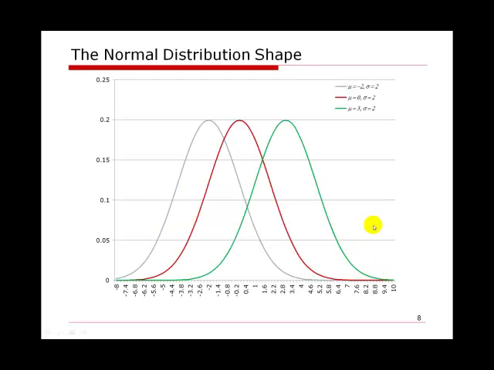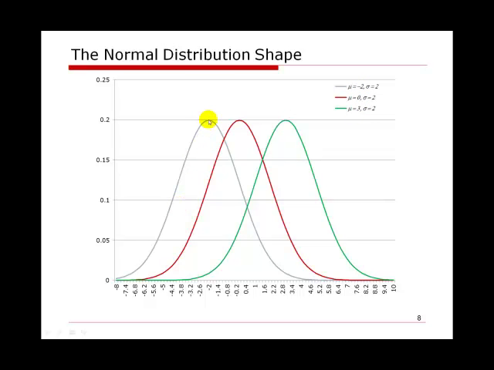Now here are three normal distribution curves. We have three curves, and the corresponding population standard deviation, sigma, is the same. All three curves have the same sigma equals 2. The only difference is the mean. The mean changed from -2 to 0 to 3.